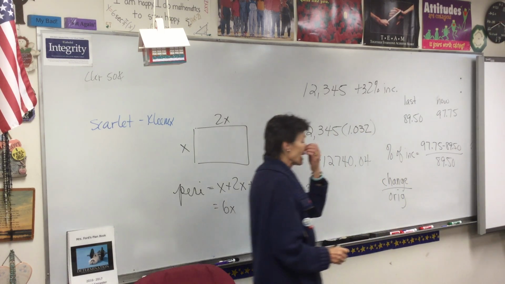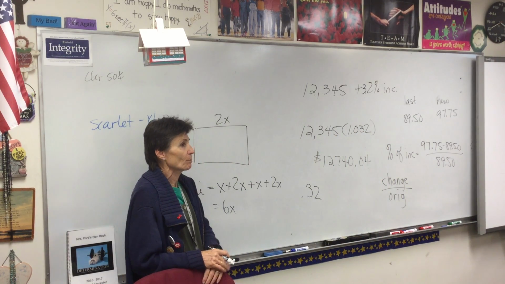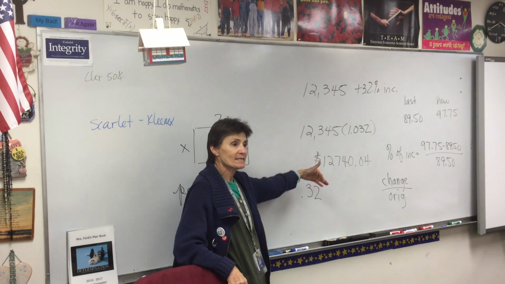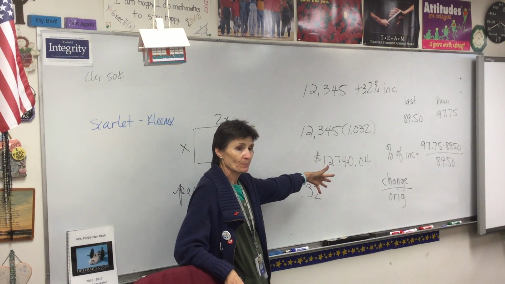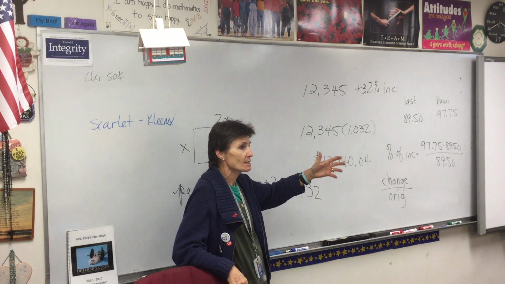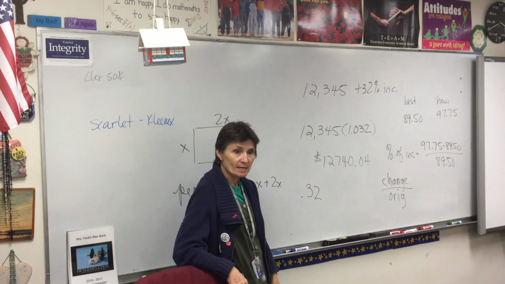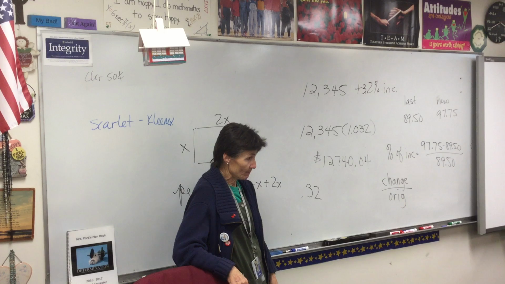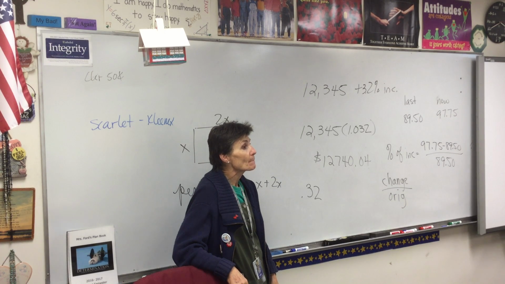To find percent of change, percent of increase or percent of decrease, you always take the change, which is the difference in the amounts, and you divide it by the original. That's how we do it. Yep. So could we do it this way? How did you do it?